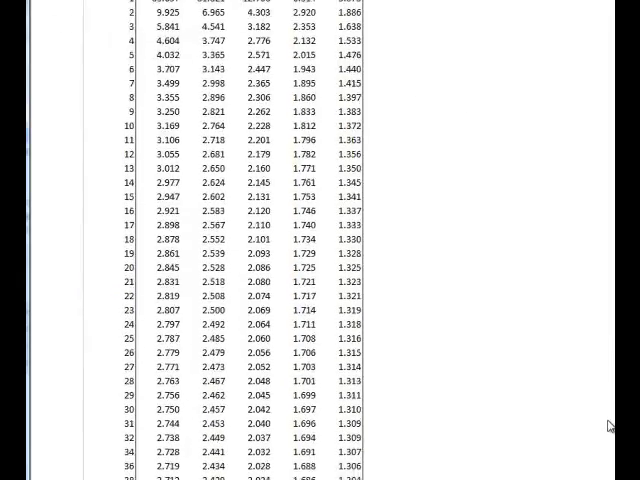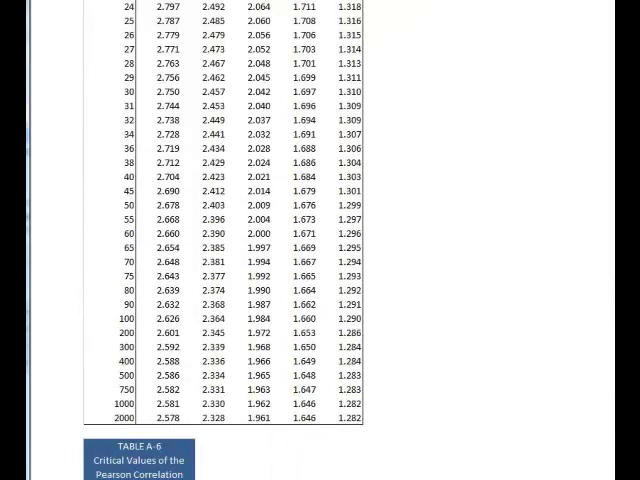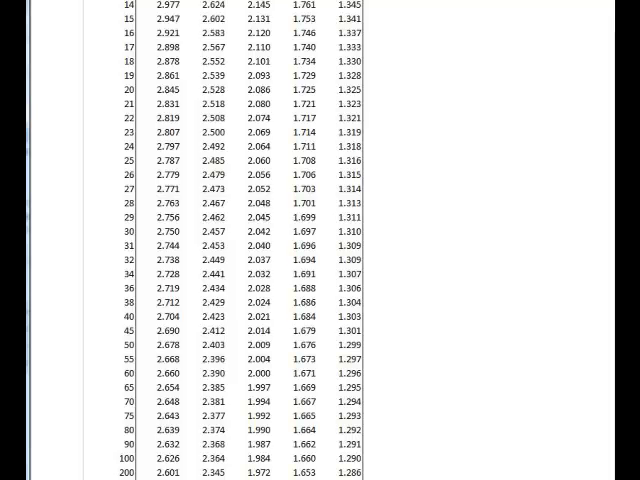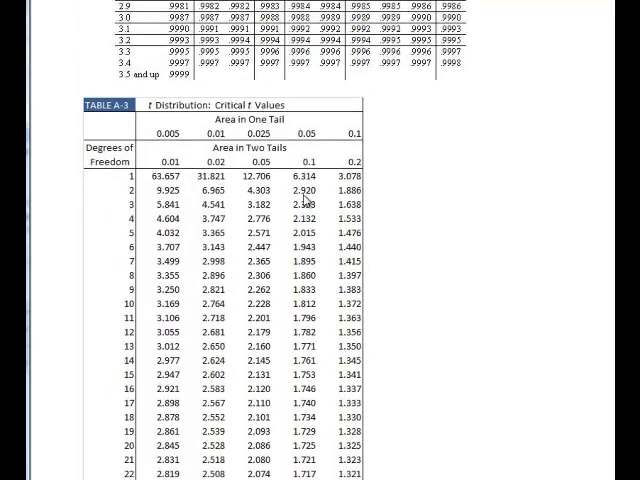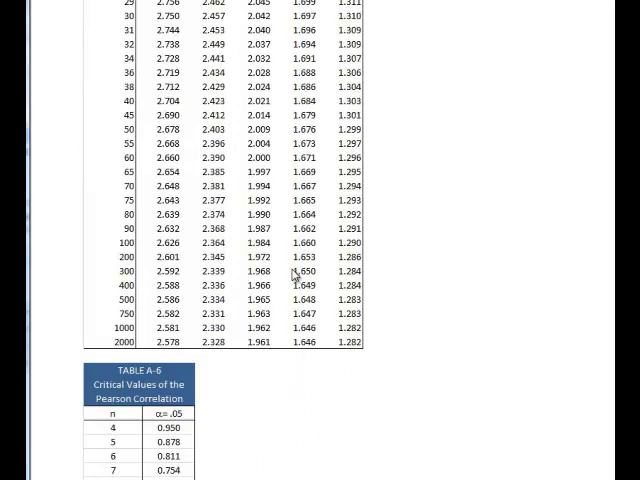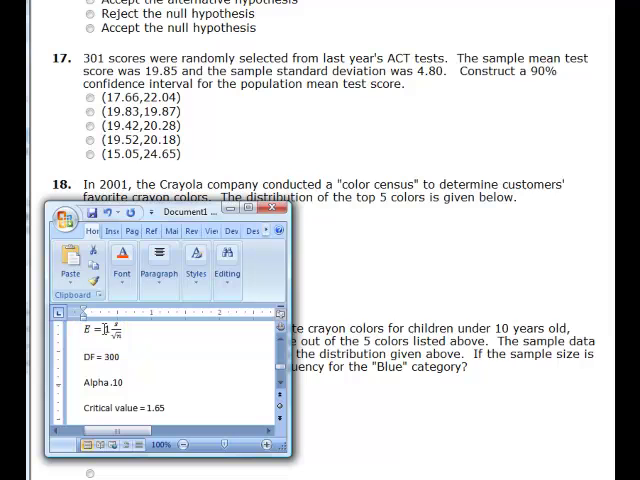If we go down to our t-table down here, we've got 300, and remember we're looking under area in two tails. So here's the 0.10, the second column from the right. That gives us a critical value of 1.65. So that means we can go back and put in 1.65 for the t. Our sample standard deviation was 4.8, and n was 301, and that gives us a margin of error of 0.4565.